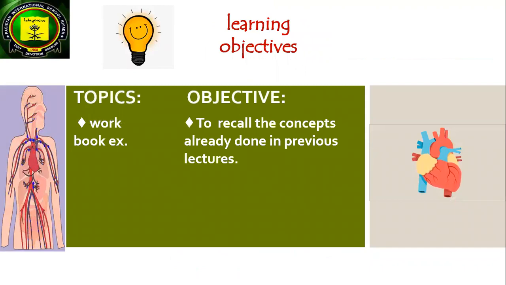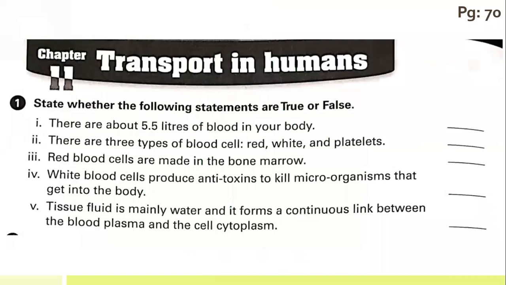To recall the concepts already done in previous lectures, let's start from the true or false statements. The first statement is: there are about 5.5 liters of blood in your body. It's a true statement.